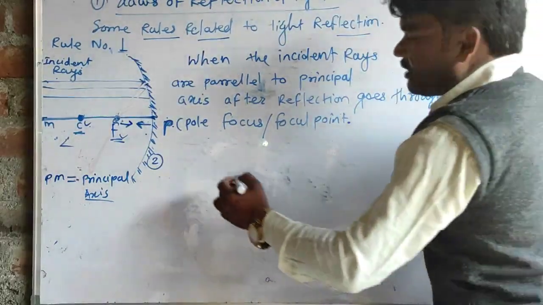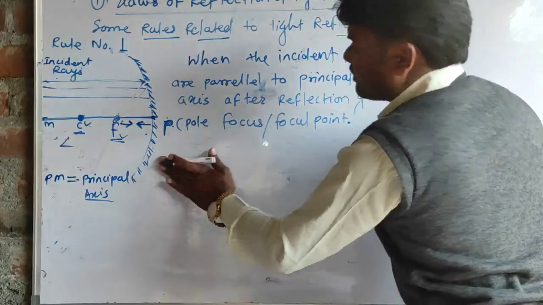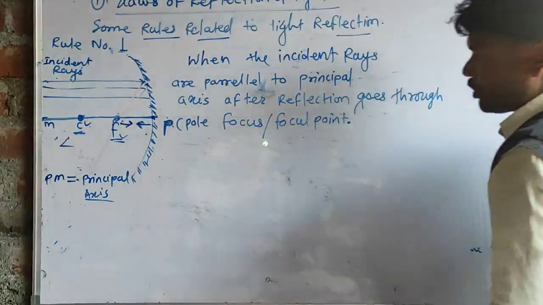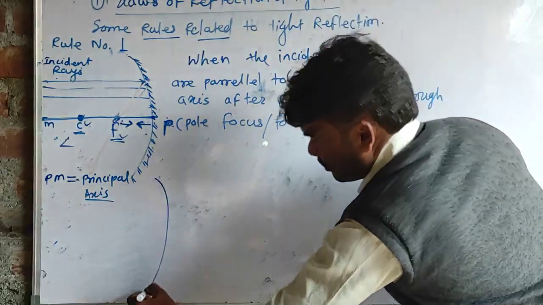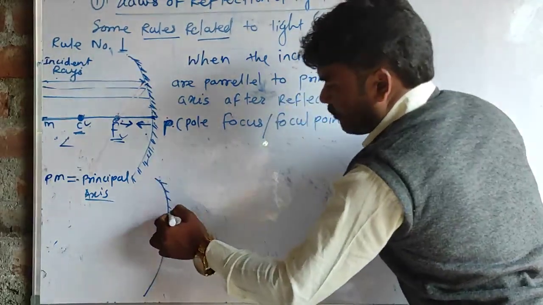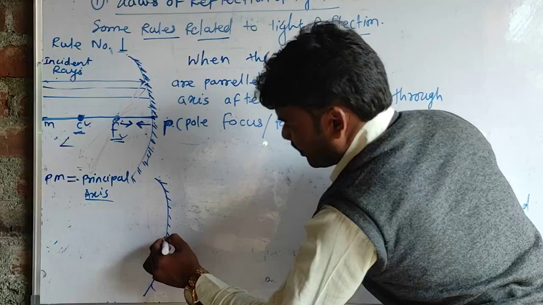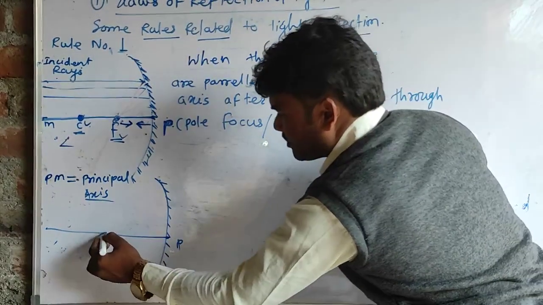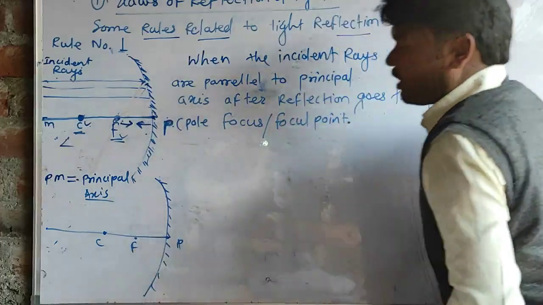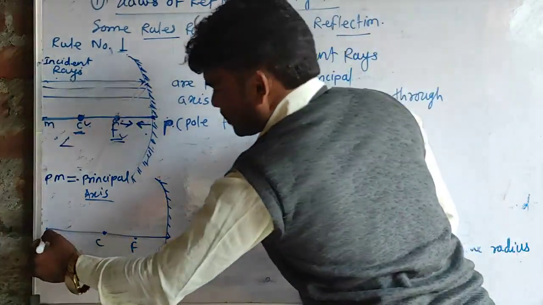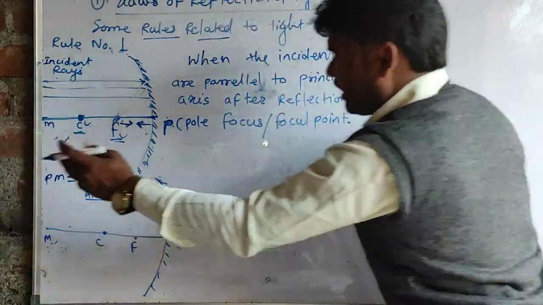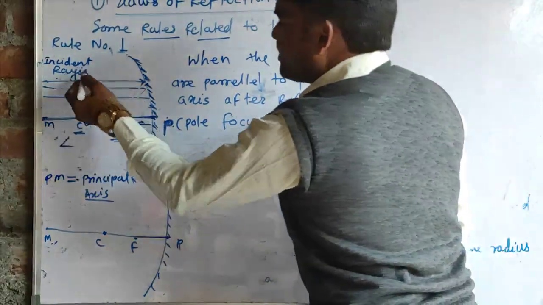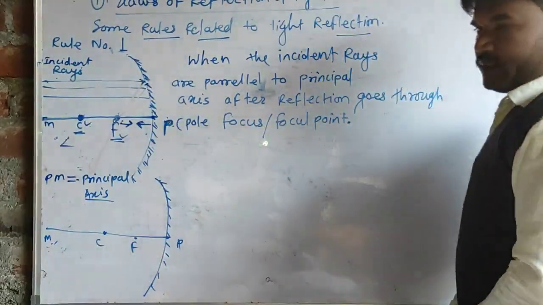Then another rule, number two. See here, how we can consider the second rule. It is the same as this. Again we have to draw one figure here. We have to write P for the principal axis, then here P, then this is the center, and then this is the focus. This is the principal axis, and we can write the point M here. Then again, suppose the incident rays are parallel to the principal axis.